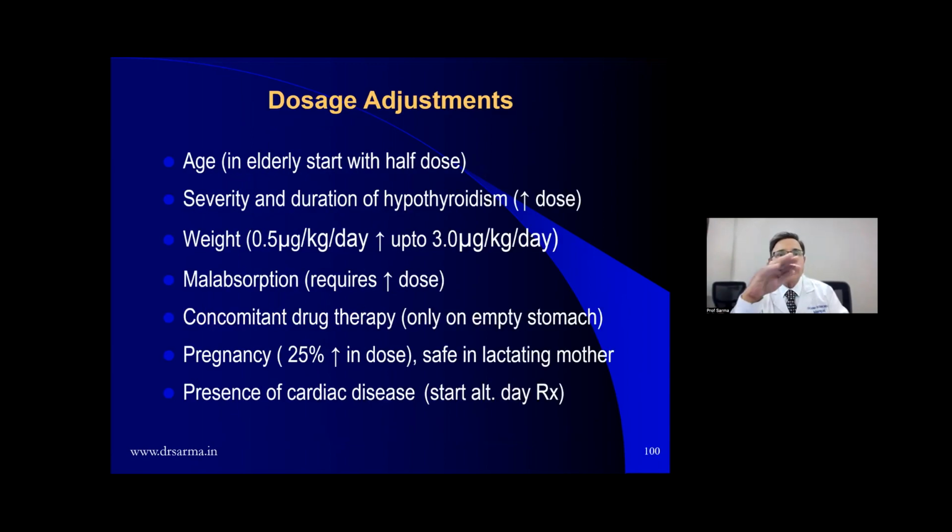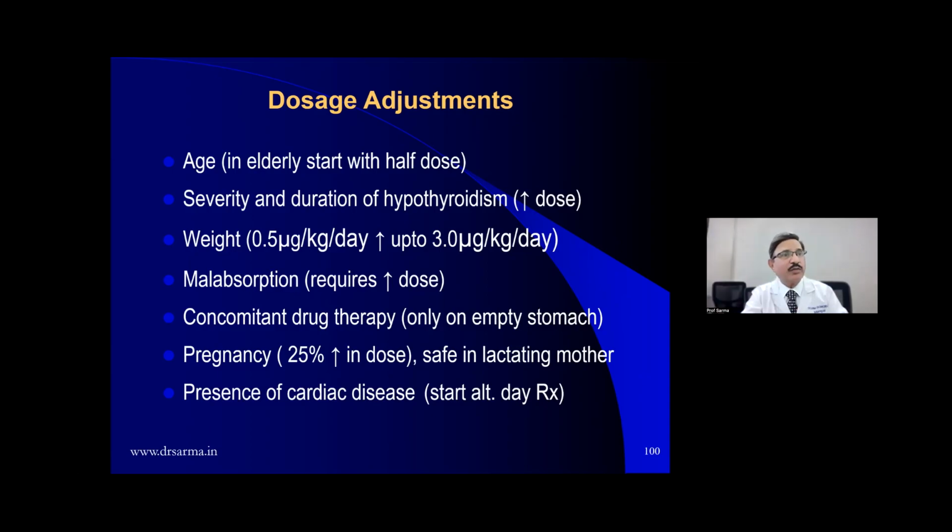Okay. Dosing adjustments are very important. Here the rule is start low and go slow. Don't start 200 micrograms, 150 like that. Start low and go slow. Particularly in the elderly, you start only half the dose. Because unless it is myxedema coma, it is not going to kill the patient. Hypothyroid patient will not die of hypothyroid for sure. He may die of something else. So there is no urgency to treat this disease.